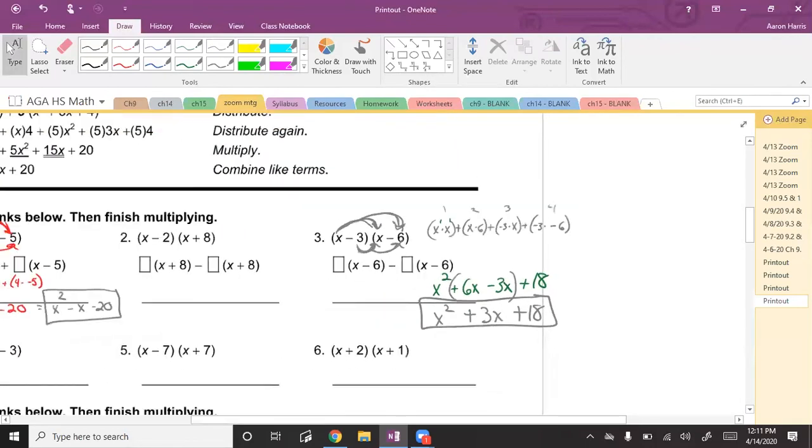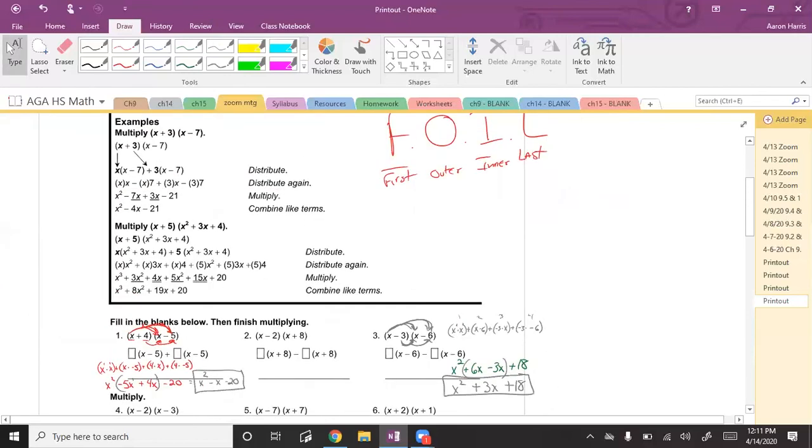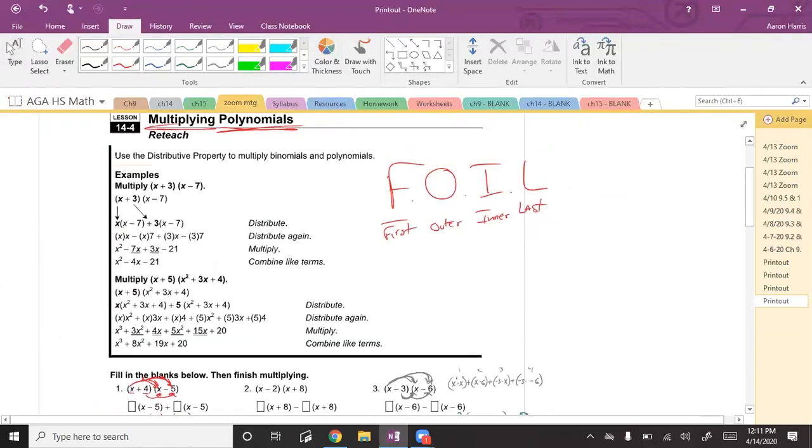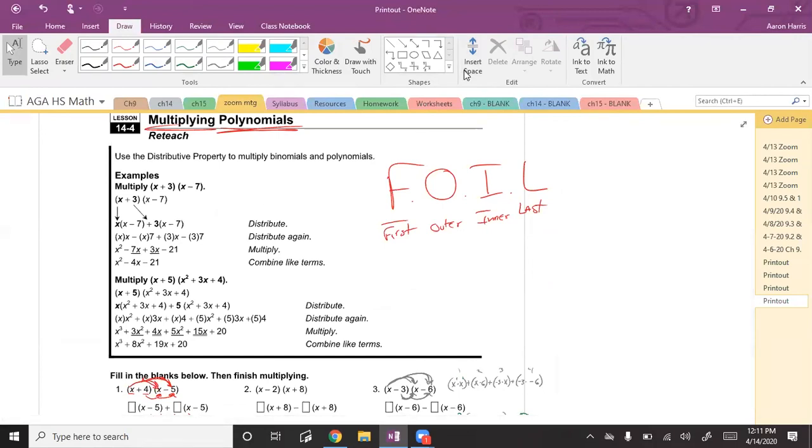All right. So that's 14.4. We just went through all of them. You should know how to do FOIL because it's nothing more than distributing, but you're doing it more than one time. That's all that is. Okay? So let me open this back up.